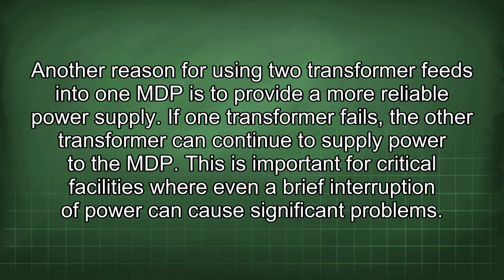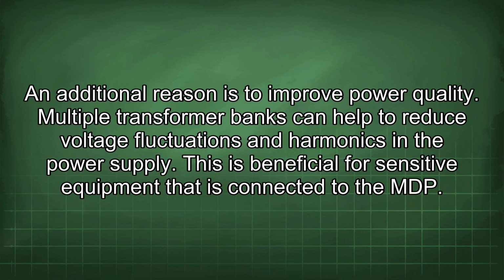Another reason for using two transformer feeds into one MDP is to provide a more reliable power supply. If one transformer fails, the other transformer can continue to supply power to the MDP. This is important for critical facilities where even a brief interruption of power can cause significant problems. An additional reason is to improve power quality. Multiple transformer banks can help to reduce voltage fluctuations and harmonics in the power supply. This is beneficial for sensitive equipment that is connected to the MDP.